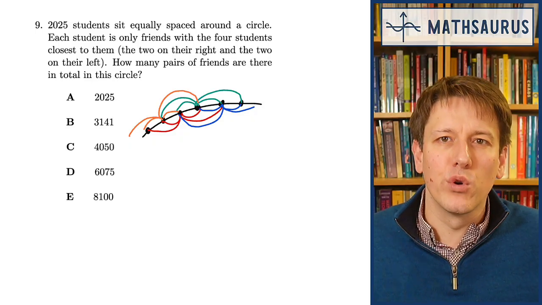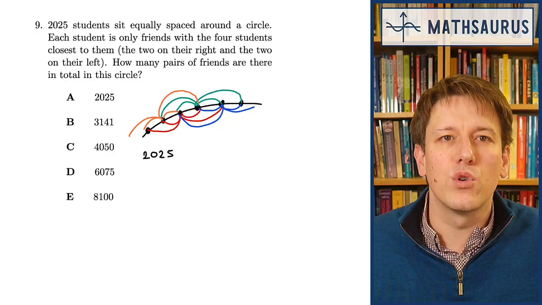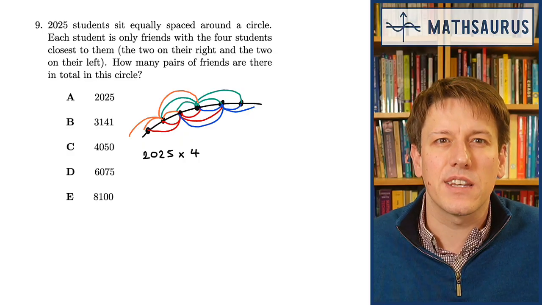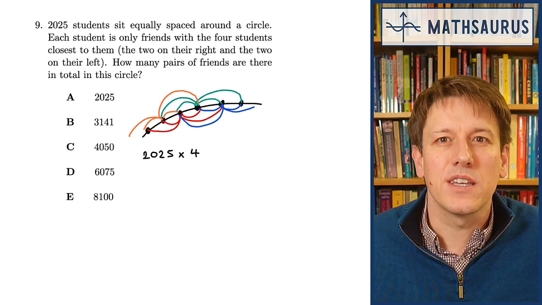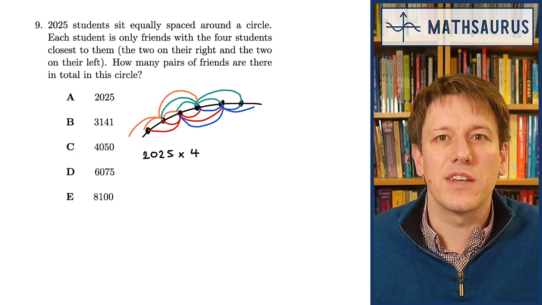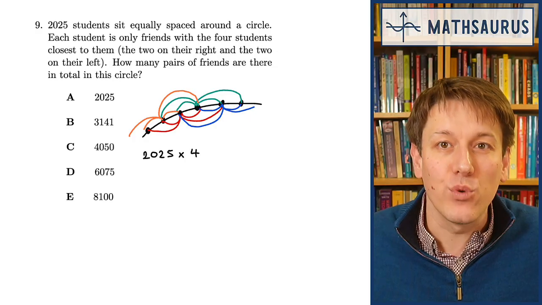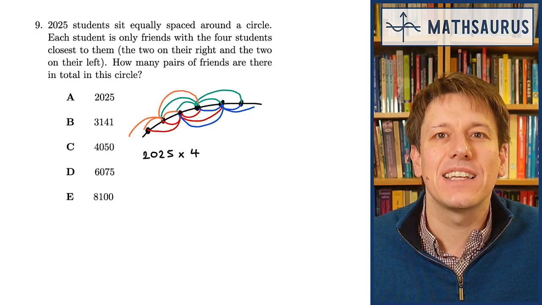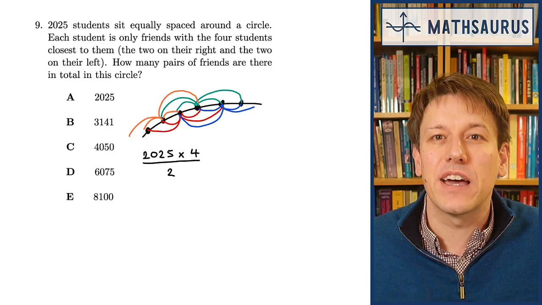Because if I go through all 2025 people and do this, in total I'm going to have drawn 2025 times 4 lines, because I'm adding 4 friendships for each person that I consider. But when I look at the friendships, all of them have been counted twice, because if person A is friends with person B, then I will have counted that friendship when I looked at person A and also when I looked at person B. So if I take this approach, I'm going to have drawn exactly double the number of lines that I need to represent the friendships, so I need to divide that by 2.